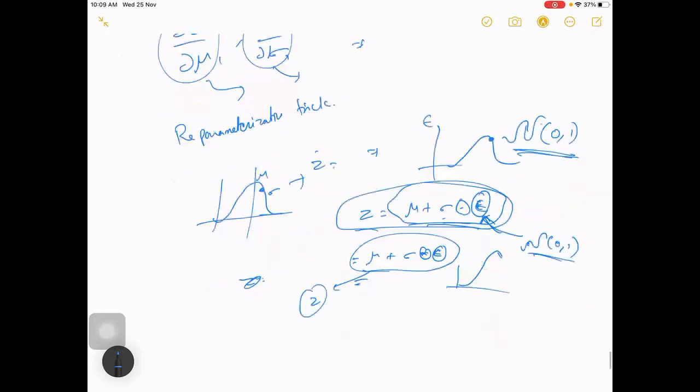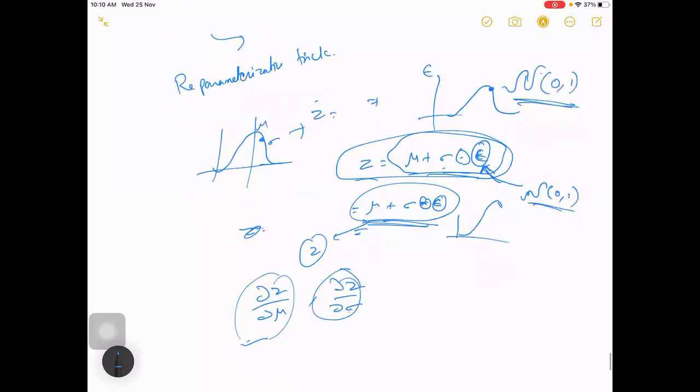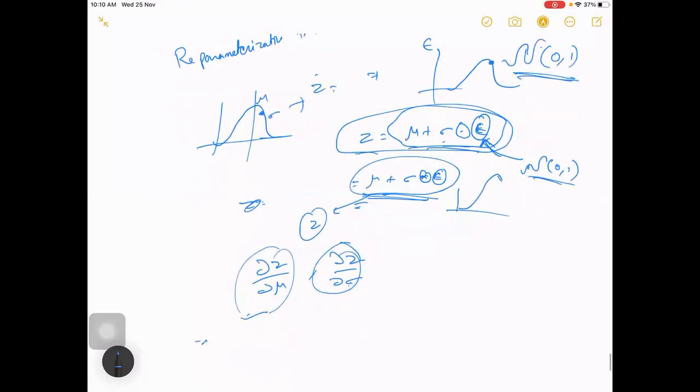So now we'll be able to calculate dz by d mu and dz by d sigma, right? Because now gradients are available, because we have a relation now. From this we'll be able to calculate dz by d mu as well as dz by d sigma. So now we'll be able to do backpropagation, right? So now the rest of the things are the same as previous.